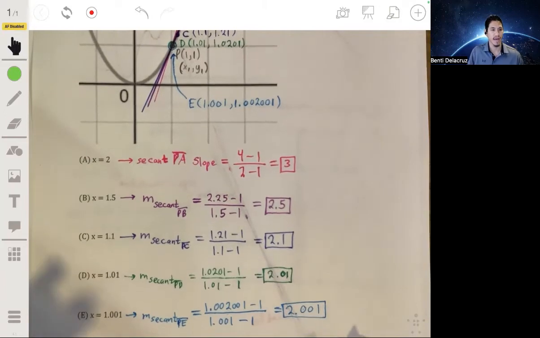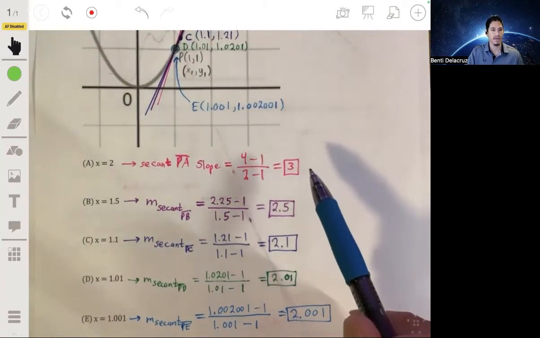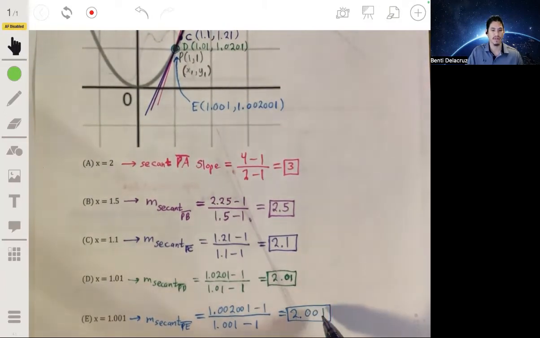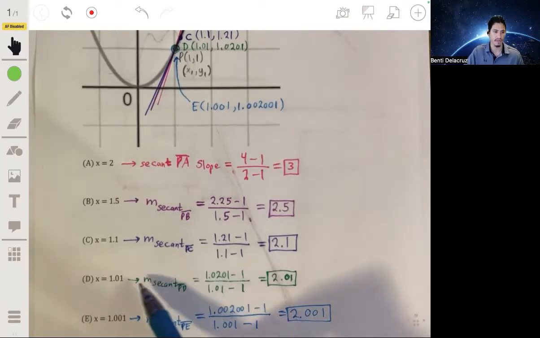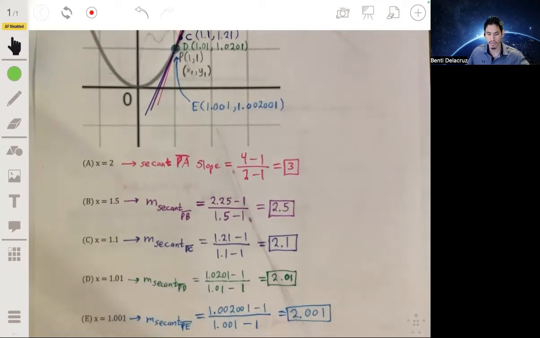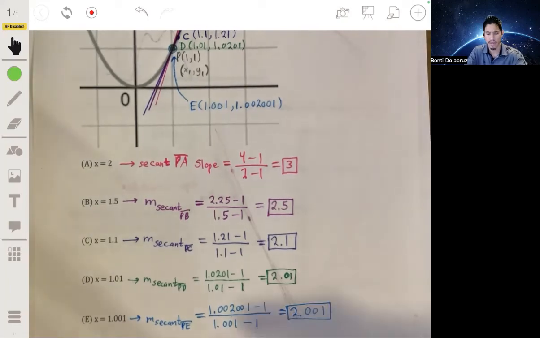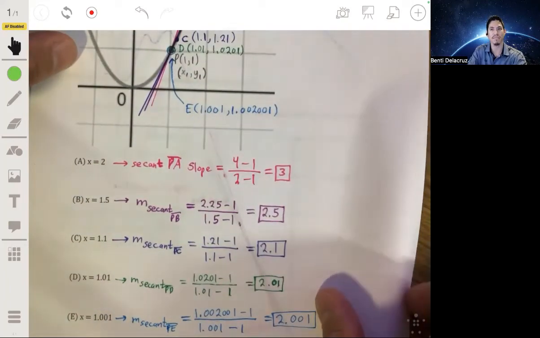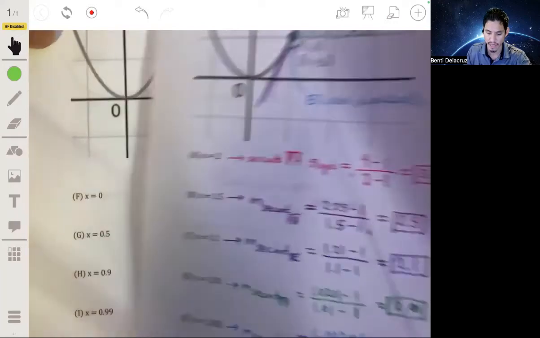So you can probably see the pattern that's going on. It's just slopes are getting smaller and smaller, and it seems that they're getting very, very close to 2 as we get very, very close to x equals 1. Now, we're approaching it from one side, but what would happen if we approach it from the other side, from the left side?